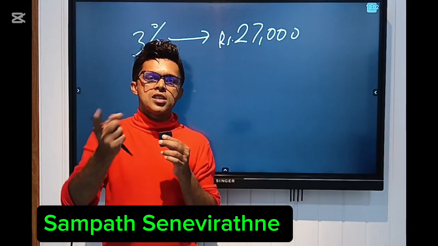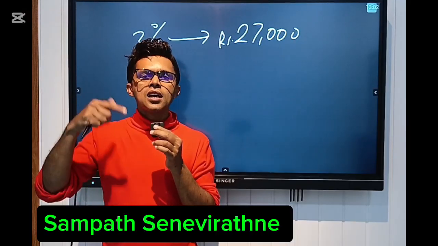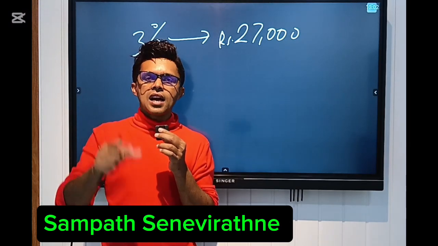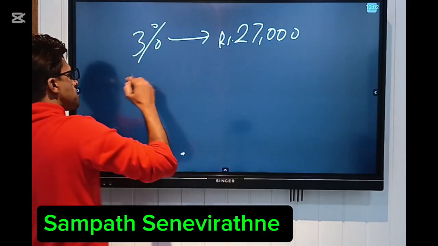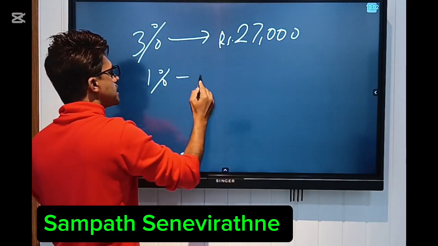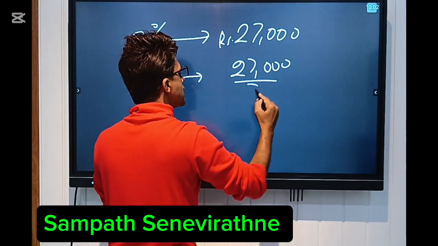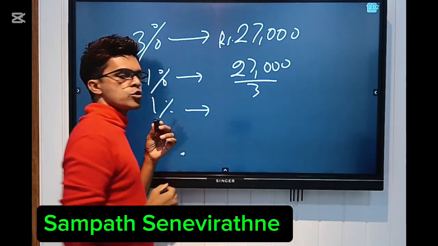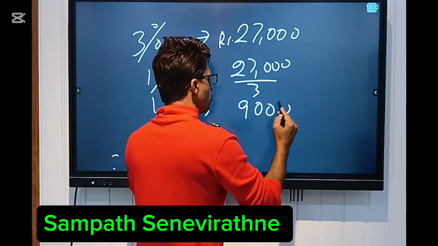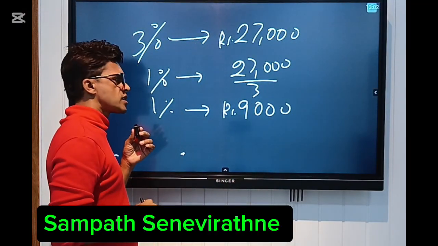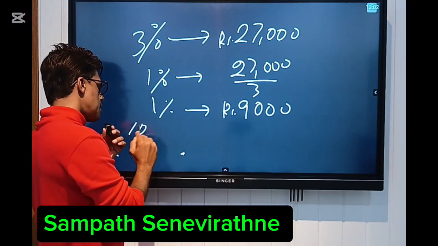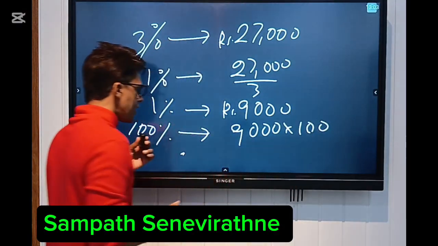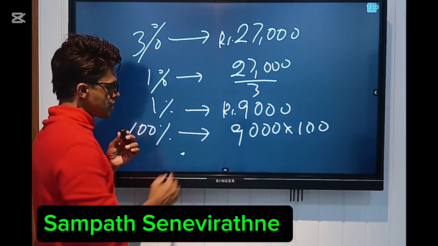3% is 27,000. Salary means 100%. The salary of that person can be calculated by obtaining the 100% of his salary. So 3% means 27,000. 1% can be taken by dividing this value by 3. 1% can be taken by dividing 27,000 by 3, that is 9,000. 27 upon 3 is 9, so 1% means 9,000. 100%, which means his salary, can be taken as 9,000 times 100, right? So multiplied by 100 in terms of getting the salary of that person.